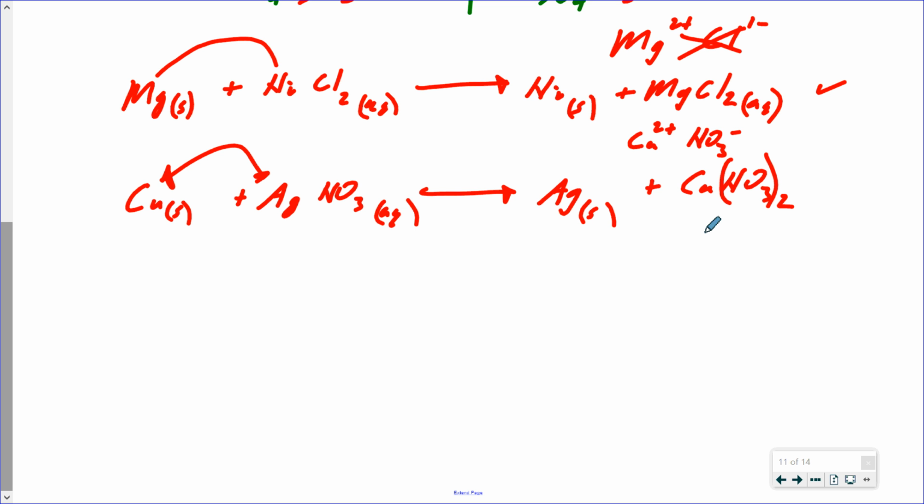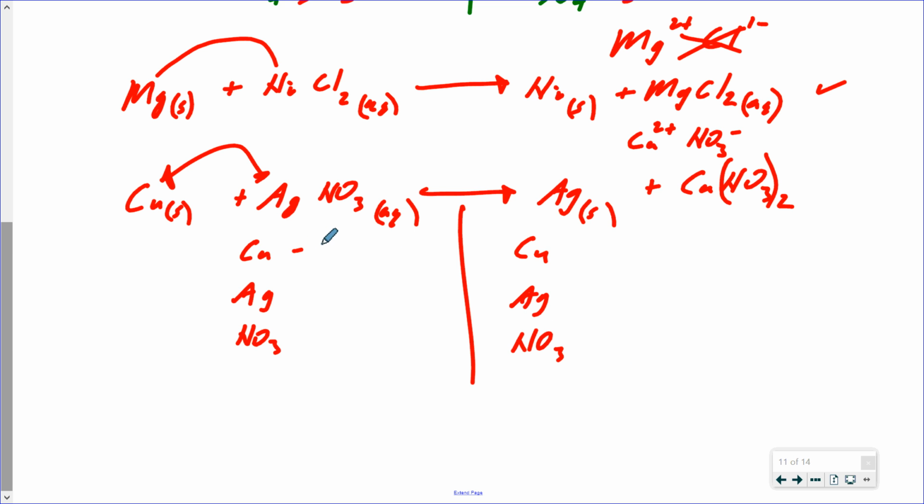Okay, so when we do that, take a look at our nitrates, our copper, our silver. That's what we have. Don't split up your nitrate polyatomic ion. We have copper, we have silver, and we have our NO3 1 minus, which is our nitrate. Oh, sorry, yes, it is the nitrate. NO2 is the nitrite. Same thing on the other side: Cu, Ag, NO3. What do we have for numbers? 1, 1, 1. Over here, 1, 1.